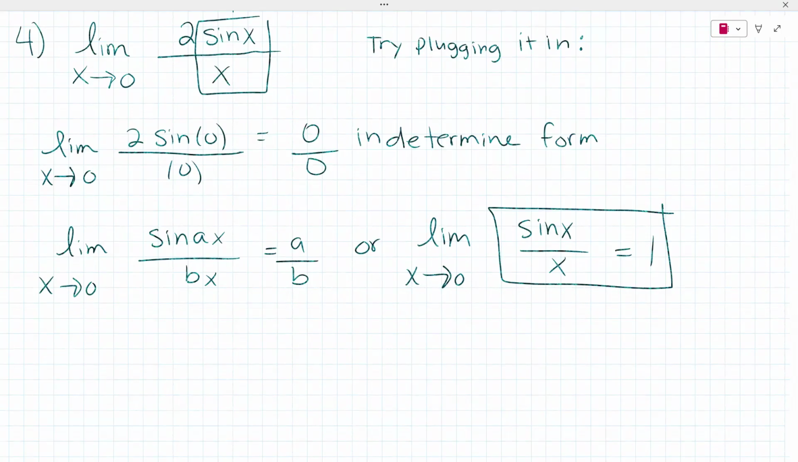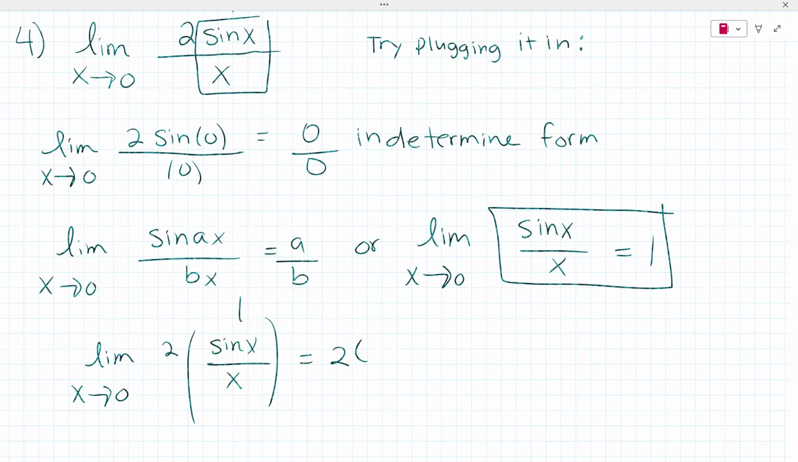So what we'll do is, it'd be the limit as x approaches 0, and then just factor out that 2. We know that the sine of x over x is 1, so this is going to be 1. So it's really 2 times 1, which is 2. Okay, let's move on to example 5.